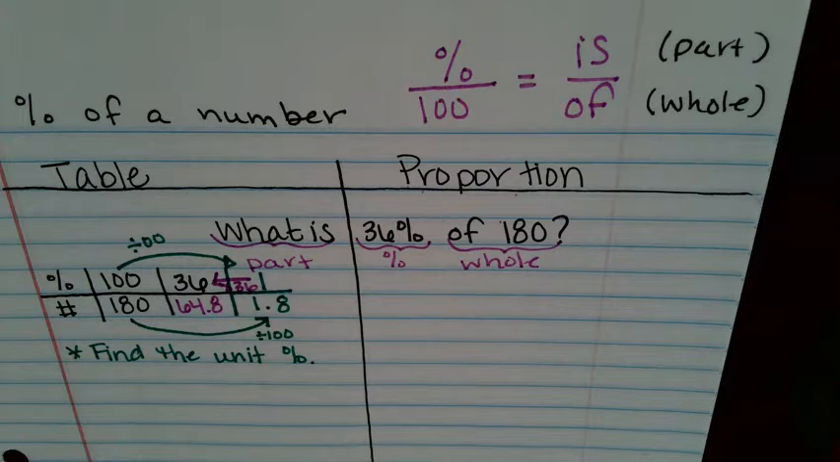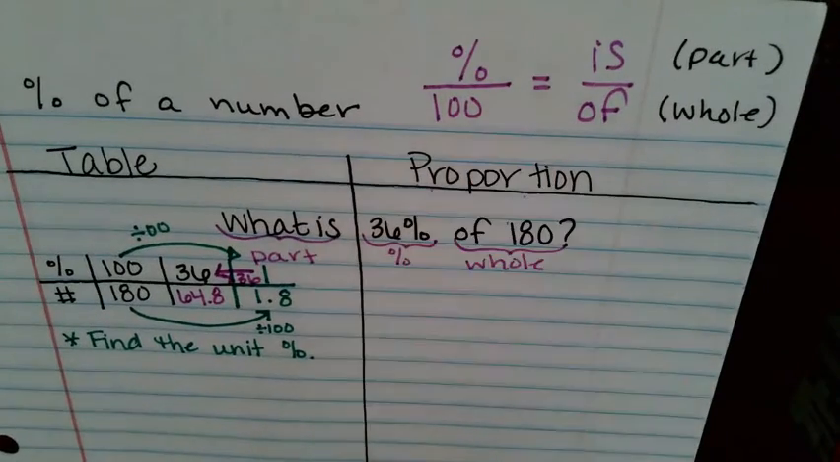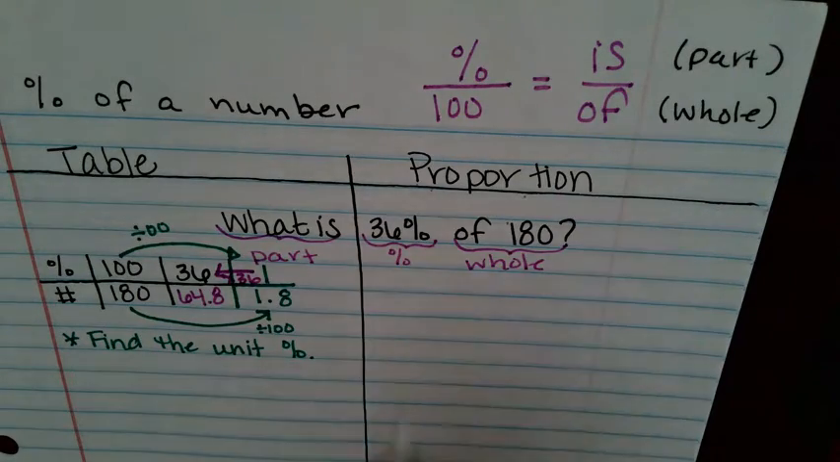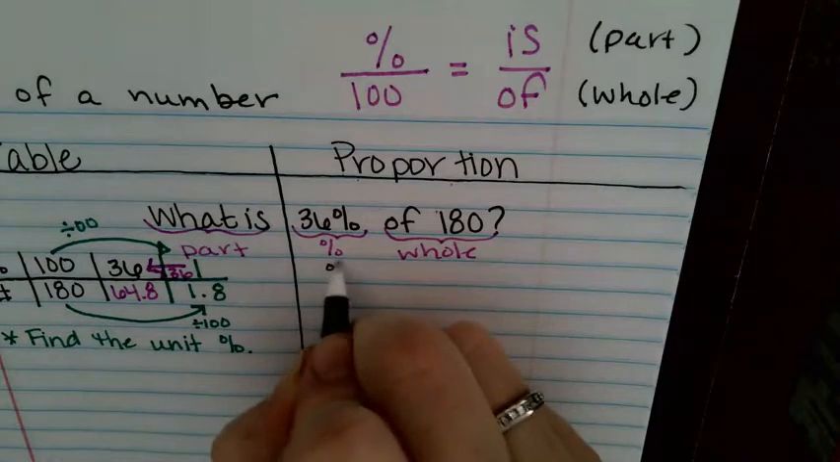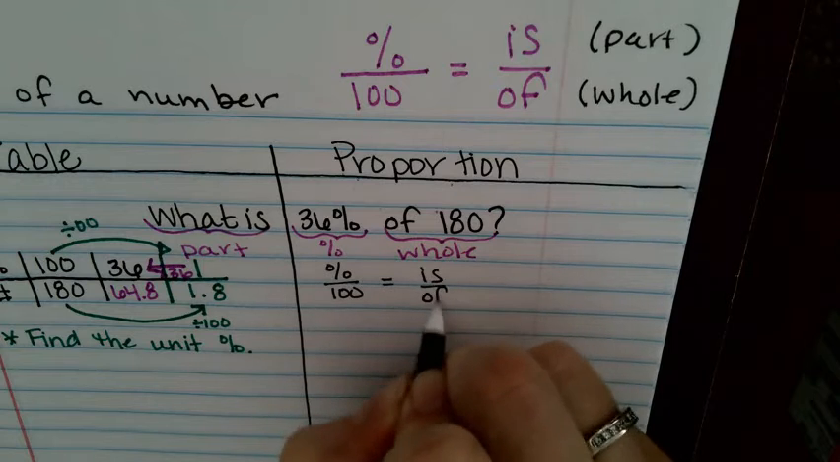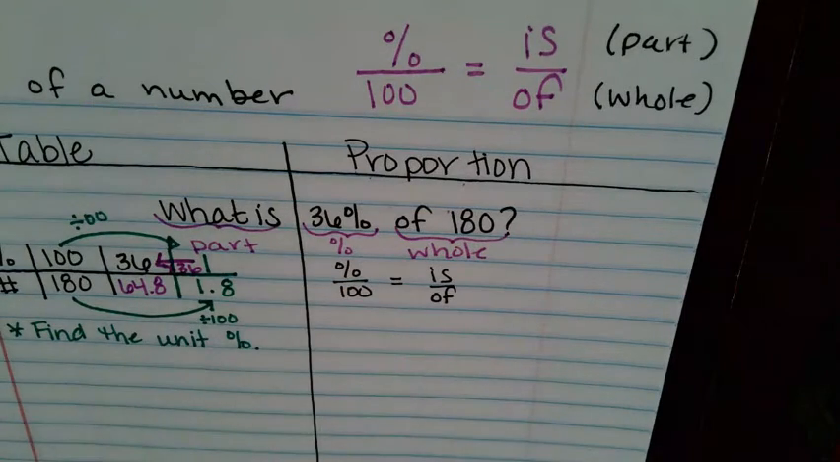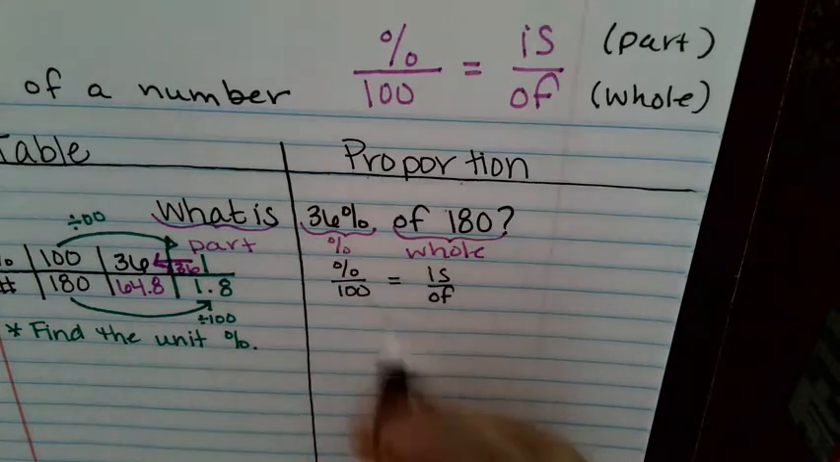Okay? Another way you can do this is by using this proportion. Okay? And I always start by just writing percent over 100 equals is over of. Now I'm going to write it backwards on the next one so that we can kind of see that you could write it either way. I'm going to populate the things that I know. I know that the percent is 36.